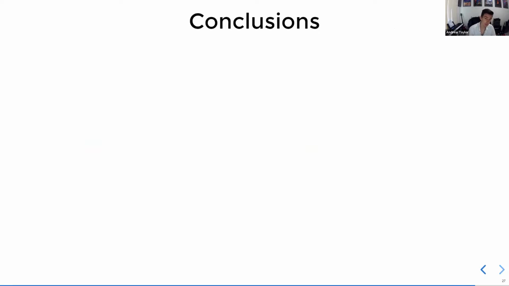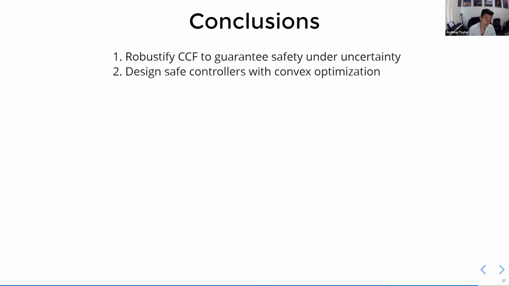In conclusion, we can see that robust CCFs can be used to guarantee safety under uncertainty. The resulting control designs may also be expressed through convex optimization problems. And lastly, the properties of these controllers are inherently linked to the underlying data used to construct the controller itself.